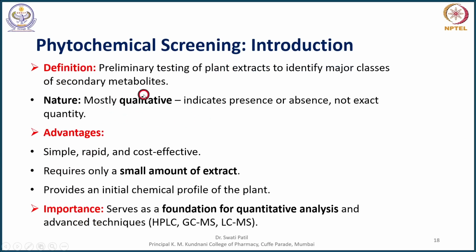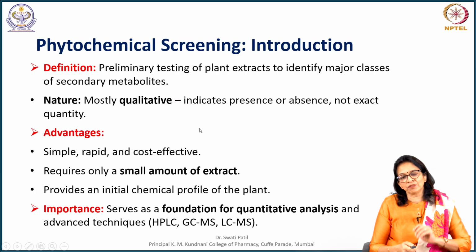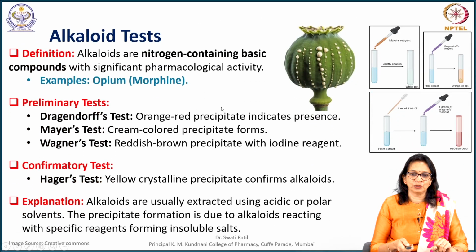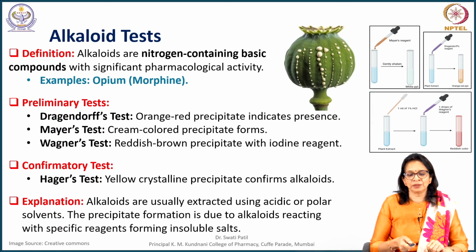Coming to screening, the preliminary testing of plant extracts to identify the major classes of secondary metabolites. It can be qualitative and it can be quantitative. There are some methods where we can find out how much amount is present, but those are instrumental methods of quantifying the extracts, where we use HPLC, GC. But today we will see qualitative methods of how we can detect the presence. Once we detect the presence, then we can go for quantitative measurements.